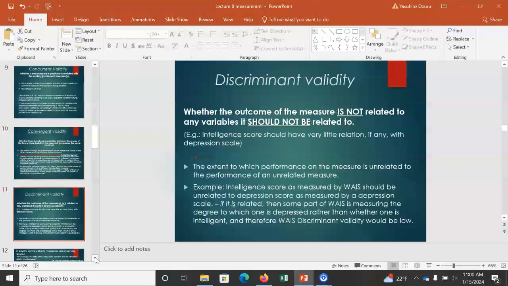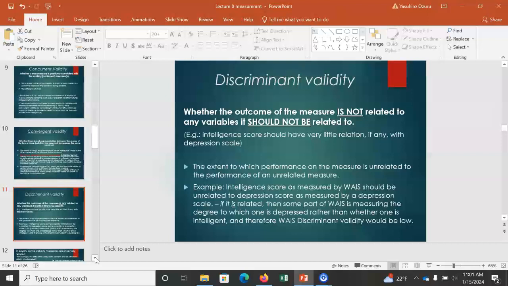validity. Okay, so now discriminant validity. Discriminant validity refers to whether the outcome of the measure is not related to any variable that it should not be related to. For example, depression should be related to depression, but it should not be related to schizophrenia. That means the measure discriminates schizophrenia and depression. That's what discriminant validity is.